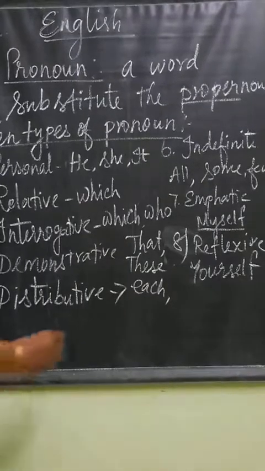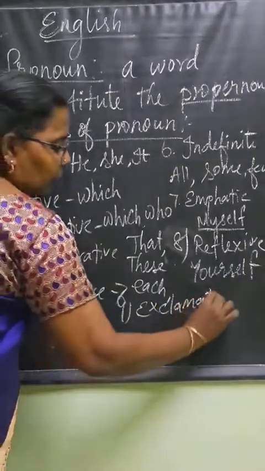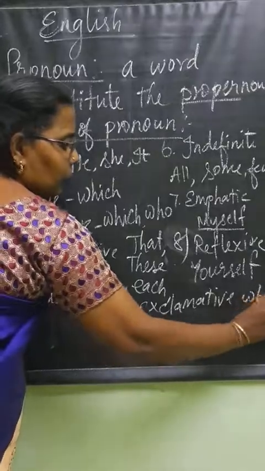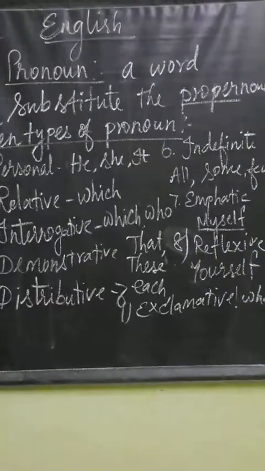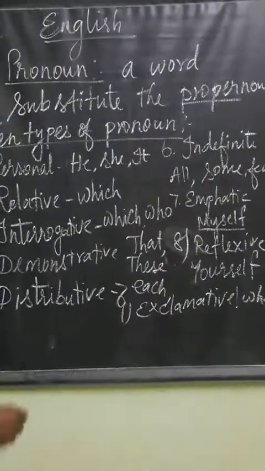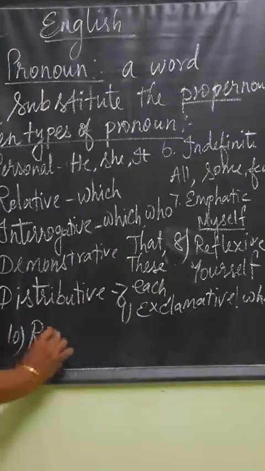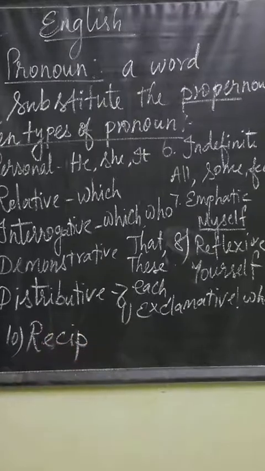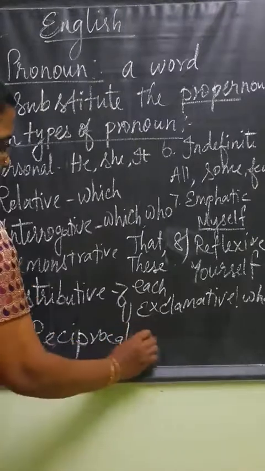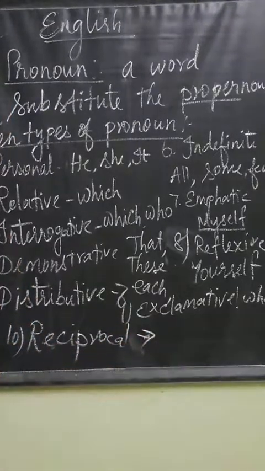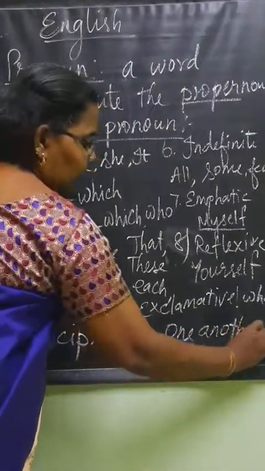And exclamative. What is an exclamative pronoun? What a lovely picture it is. So it depicts the exclamation word. And the last one, the 10th one, is reciprocal pronoun, that is one another, each other. They are reciprocal.